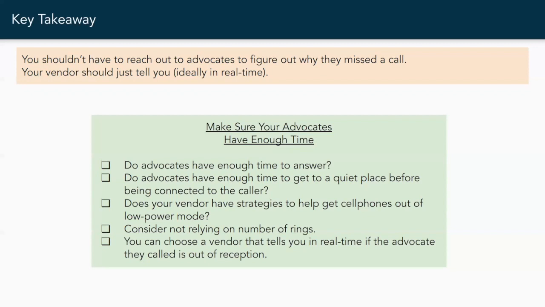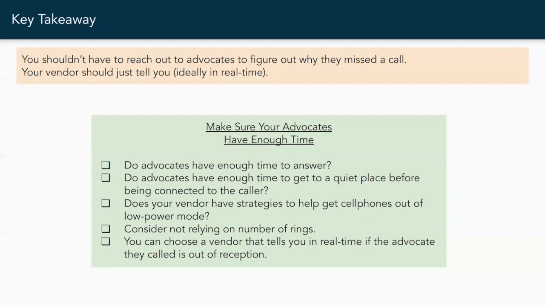Okay, the takeaway here is really just that you shouldn't have to reach out to your advocates to figure out why they missed a call. Your vendor should just tell you this, ideally in real time. So when you're evaluating your system, make sure that your advocates have enough time. And that means a couple of different things. One is, do your advocates have enough time to answer? This refers to the amount of time that their phone is actually physically ringing. The next is, do your advocates have enough time to get to a quiet place after they answer the call, but before they're connected to the caller?